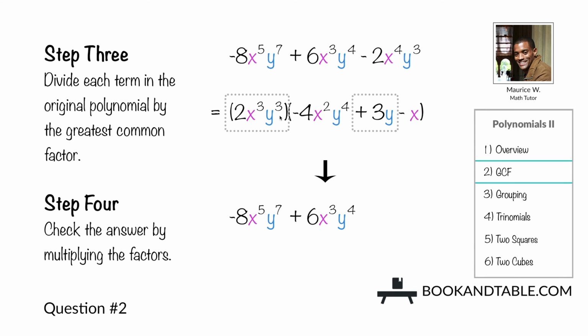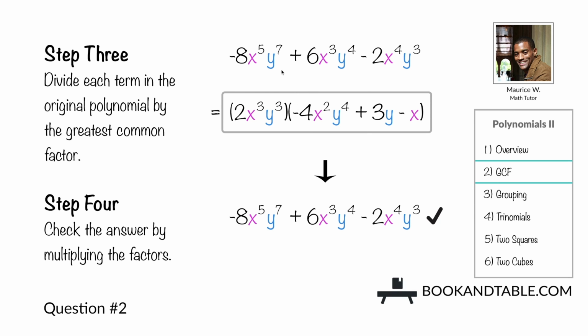Now we multiply 2x cubed y cubed times 3y, giving you 2 times 3, which is 6. X cubed times no x's is x cubed. Y cubed times y is equal to y to the 3 plus 1, which is 4. And then we multiply the greatest common factor times negative x, giving us 2 times negative 1, which is negative 2. X to the 3rd times x is equal to x to the 3 plus 1, which is 4. And y cubed times no y's is y cubed. So our final polynomial matches our original polynomial, which confirms that the factors we were looking for are 2x cubed y cubed and negative 4x squared y to the 4th plus 3y minus x.